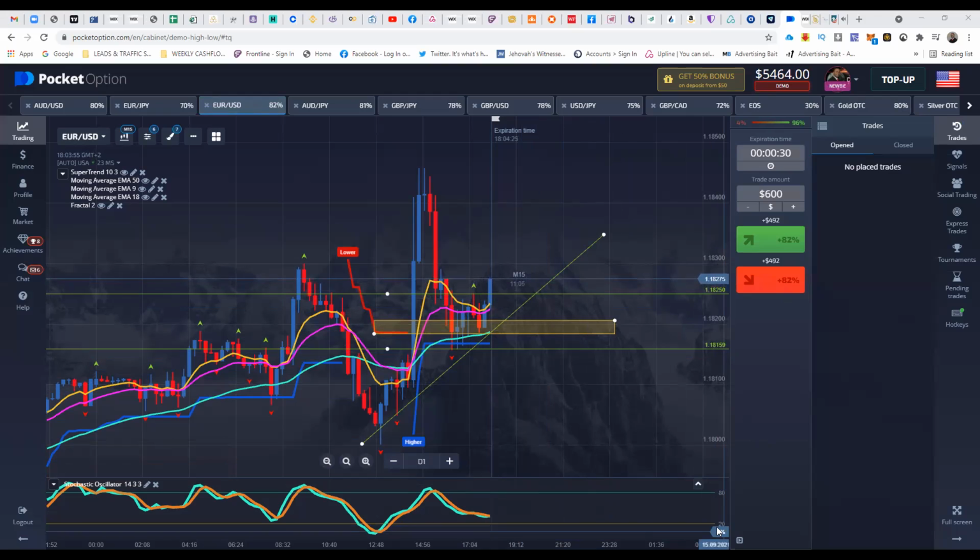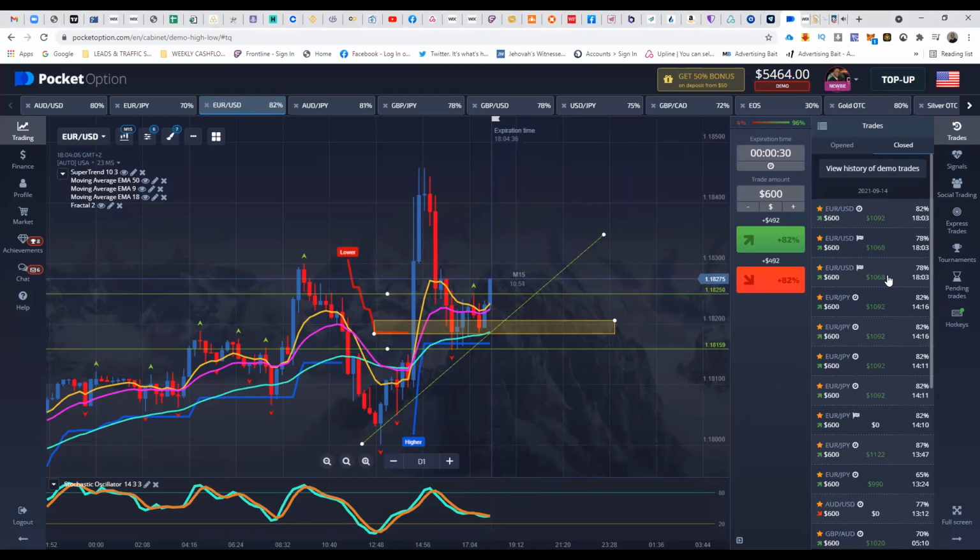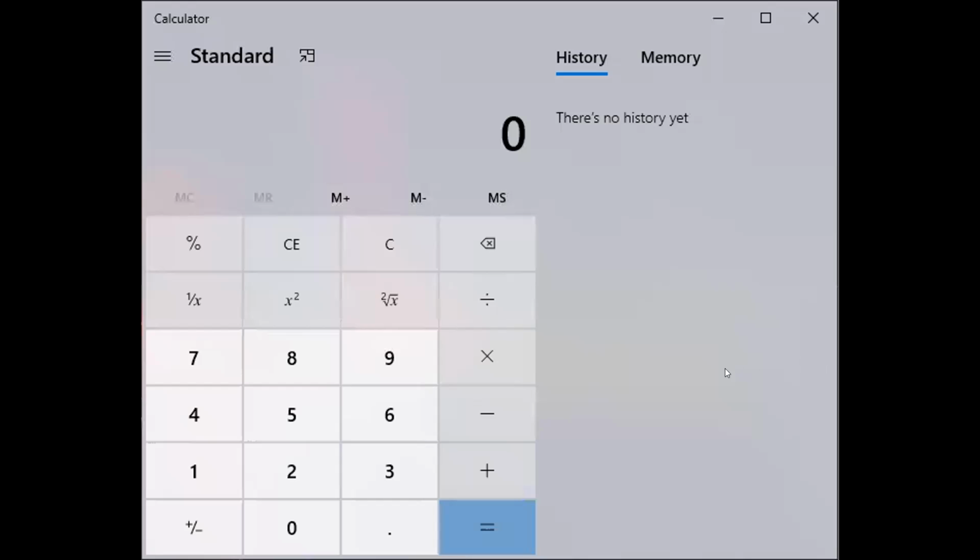Looks like it's still going. Wow. Let's see. Yeah. So basically, we did 3 orders. I want to say Euro USD. So let me pull up my calculator here. Give me a second. All right. So we profited $492 from this.